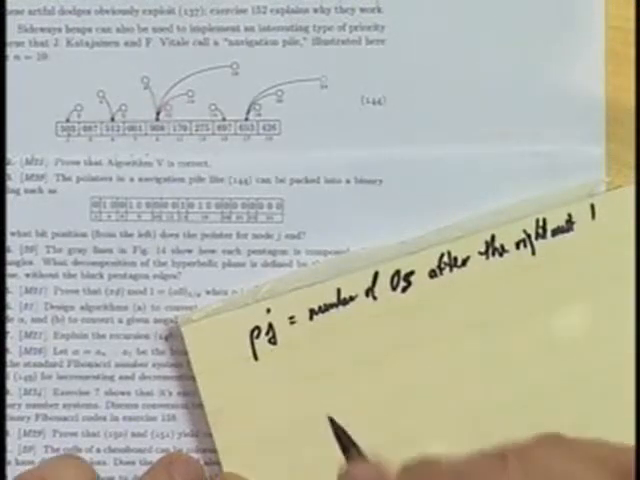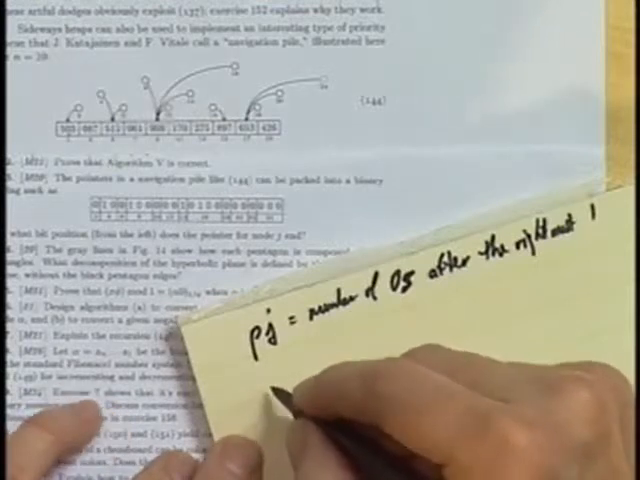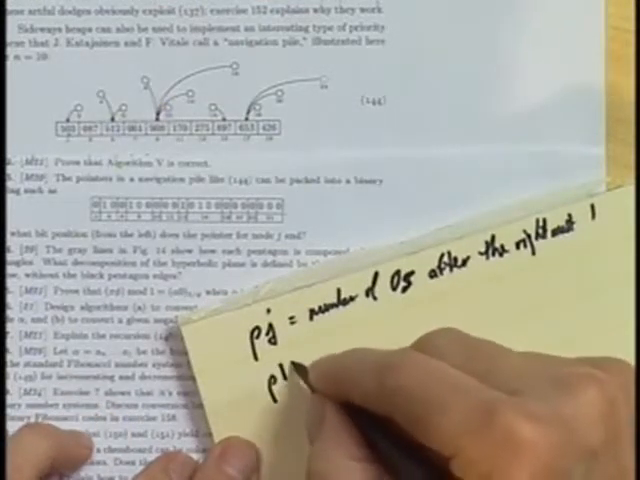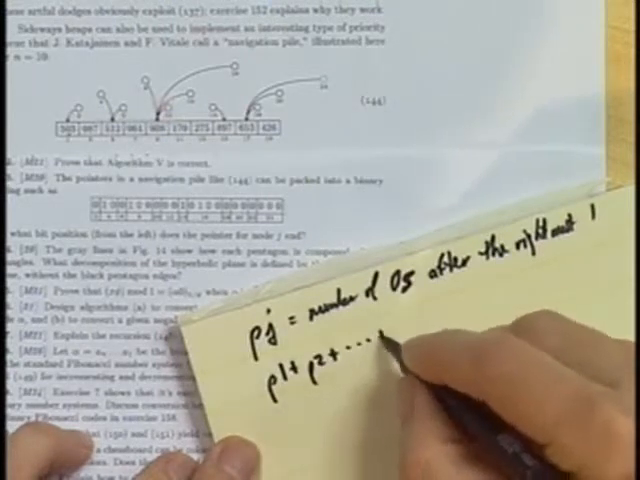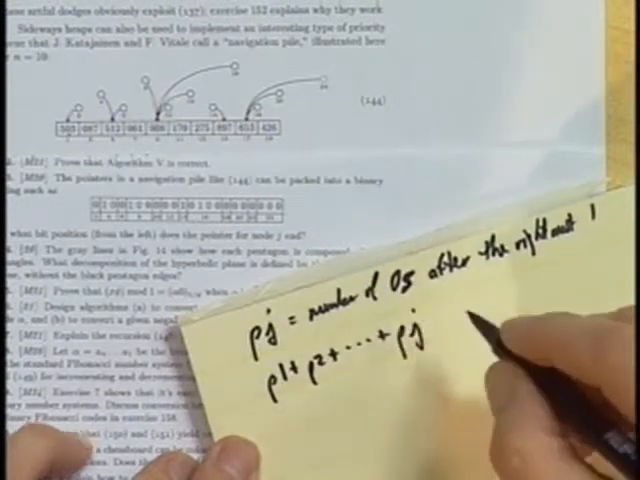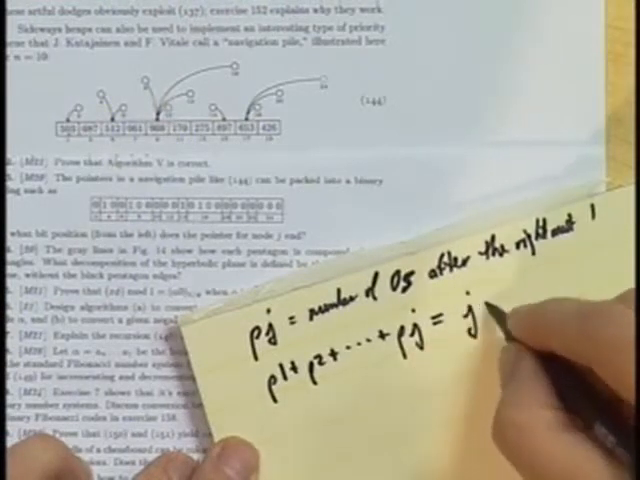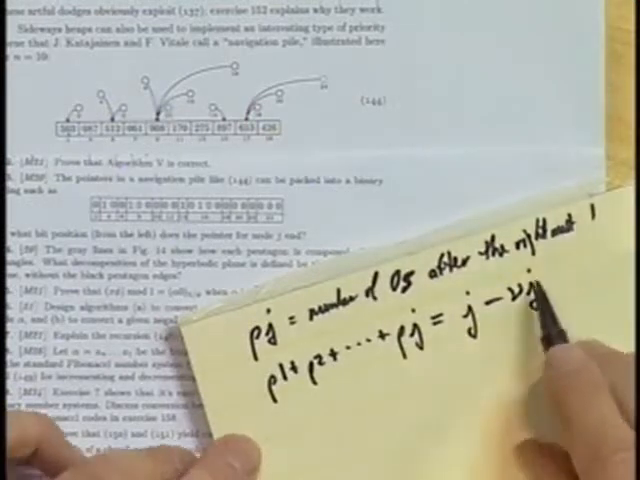And then there's a nice identity. In order to get up to J, we calculate row 1 plus row 2 plus, and so on, up to row J. And it turns out that there's a very simple formula for this. This just happens to be J minus nu of J, where nu of J is the number of 1 bits in J.